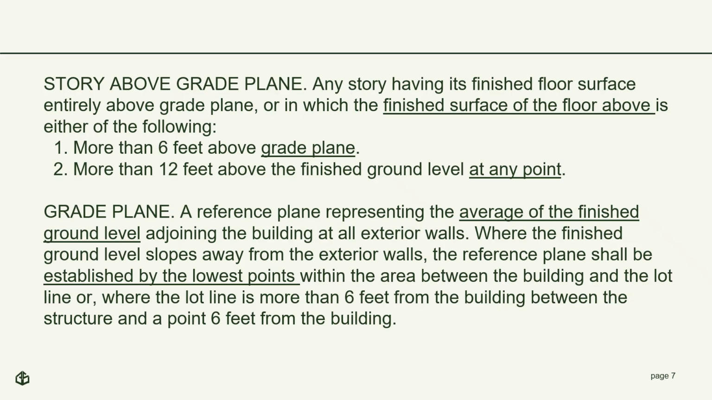Now we must also understand what grade plane is, which is also defined. And it's defined as a reference plane representing the average of the finished ground level adjoining the building. And it's important to understand that because the code actually requires the ground to slope away, that when you're determining that reference plane, it's established by the lowest points between the building and the lot line, but you're not required to take those points more than 6 feet around the building. So if that distance to the lot line does exceed 6 feet, you stop at 6 feet and just measure the lowest points within it.